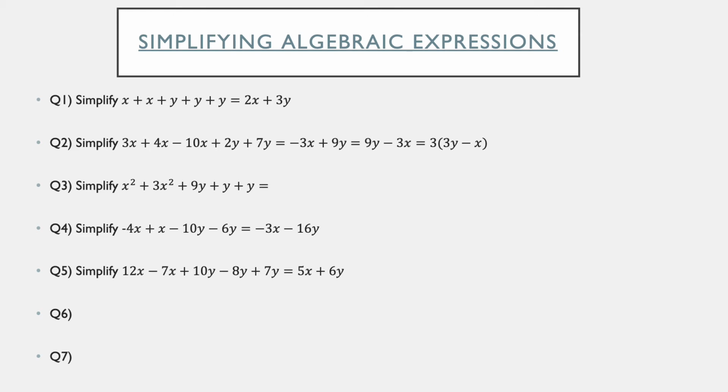Question number 5, guys, is 12x minus 7x plus 10y minus 8y plus 7y. So again, 12x minus 7x is 5x. 10y minus 8y is 2y. Plus 7y, so I've made a mistake here. It should be a 9 there. So it should be 5x plus 9y.